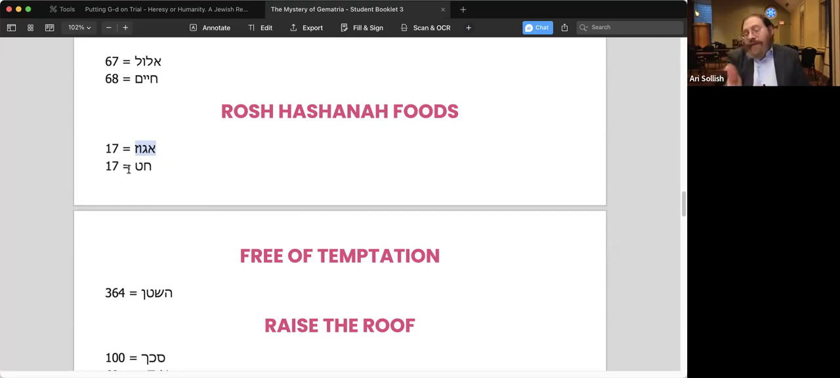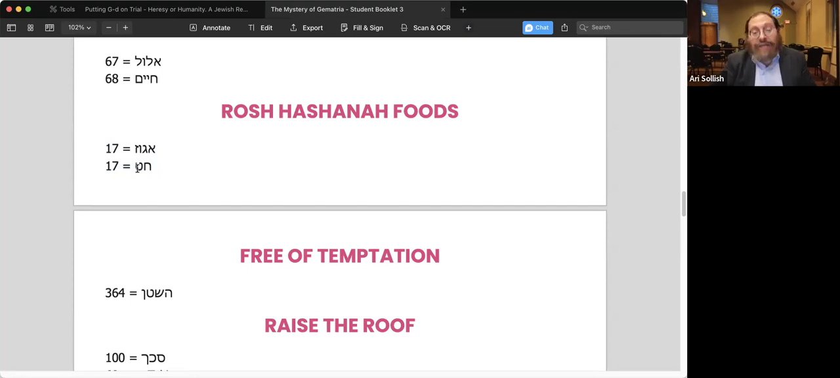But there's another reason based on Gematria. The Gematria of egoz: Aleph is 1, Gimel is 3, Vav is 6, Zayin is 7. That equals 17. And wouldn't you know it, the word chet in Hebrew, which means sin, also equals 17. Now the disclaimer here is, chet is usually spelled with an aleph at the end, which would equal 18. And 18 is life, chai.